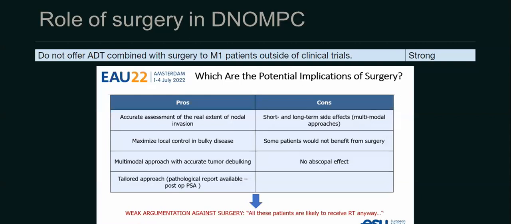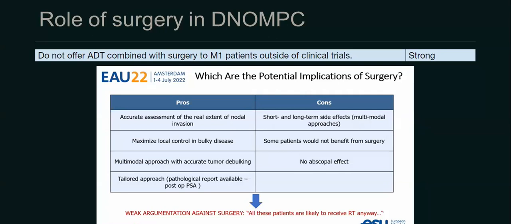If we talk about surgery, do we have a role for surgery in the de novo oligometastatic prostate cancer setting? The guidelines strongly recommend against offering surgery to M1. But from the slide from EAU again, I want to debate the pros and cons. So what would be the implications of offering surgery? One, you can get an accurate assessment of the real extent of nodal invasion, not just by having ideas on imaging. You literally have histology. You maximize local control in bulky disease, and your multimodal approach is improved because now you can also give radiotherapy after tumor debulking. And there's a tailored approach based on your pathological report and the post-op PSA.